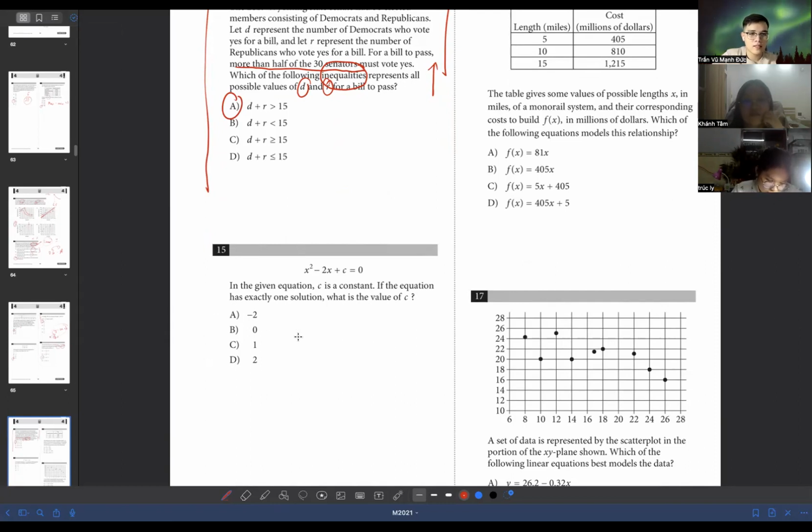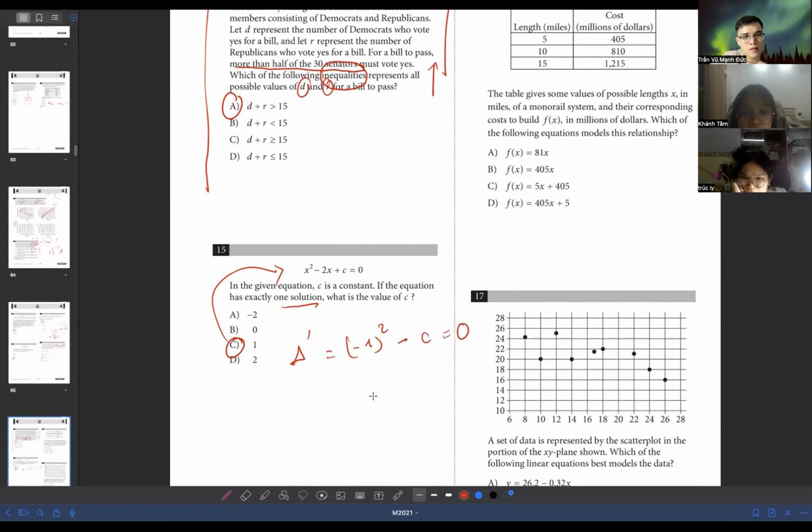C. C. Why C? Because the delta prime, delta apostrophe, is (-1) squared minus C equal to 0. So you get C is 1, right? So remember the delta.